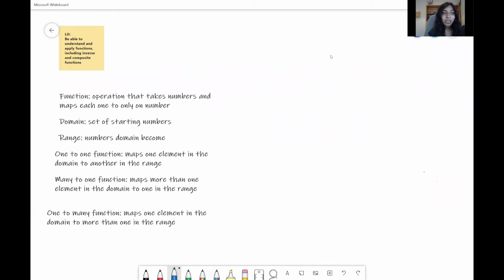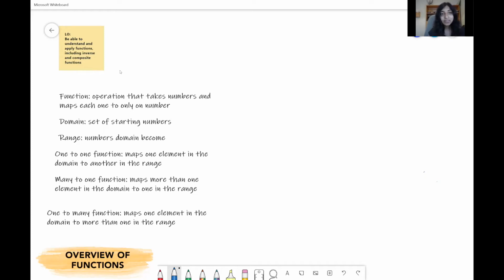So we're going to be talking about functions, and the learning objective is to be able to understand and apply functions, including inverse and composite functions. Like always, there are going to be timestamps in the description, so feel free to skip to any part you would like to. So let's get started.